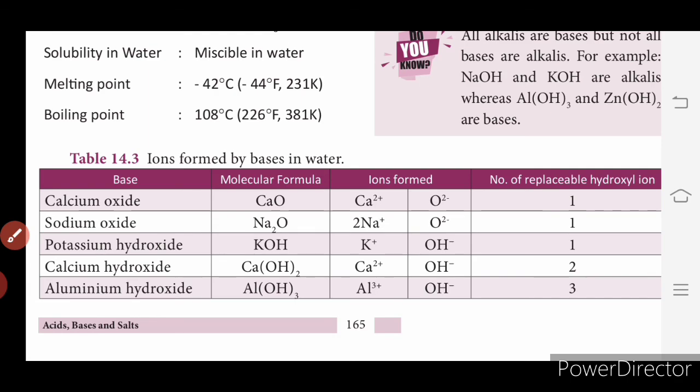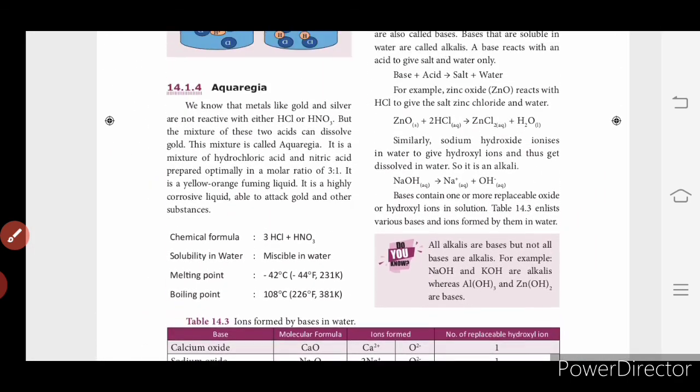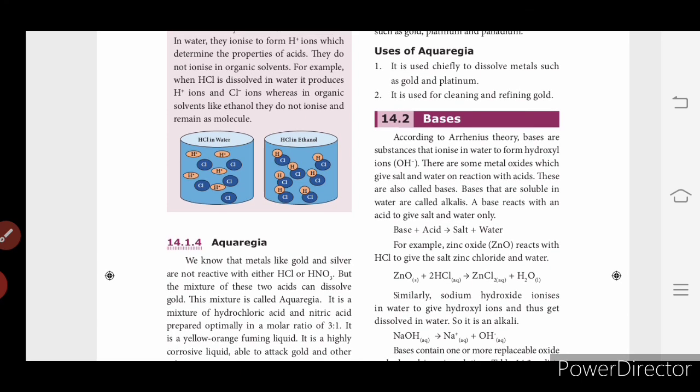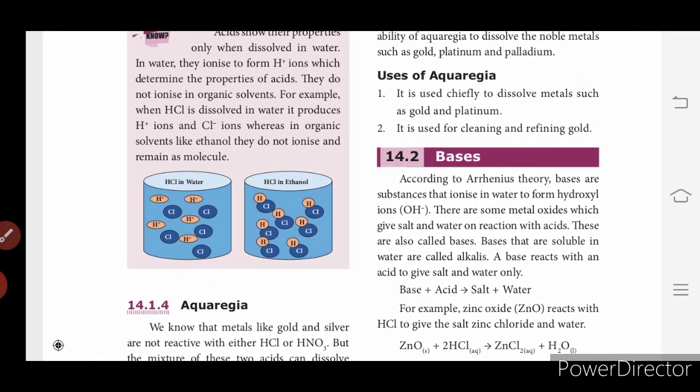Now we will see the uses of aqua regia. It is used chiefly to dissolve metals such as gold and platinum, as we discussed. It is also used for cleaning and refining gold. So this is about acids. So far we have discussed acids.